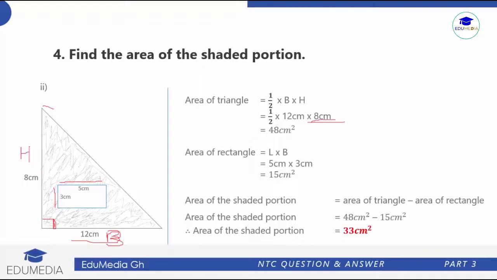Now to get the area of the shaded portion, all that we need to do is take the area of the triangle and subtract the area of the rectangle from it. So we have the area of the triangle to be 48 centimeters squared, minus the area of the rectangle, which is 15 centimeters squared, and then our answer is 33 centimeters squared. So this is our answer here.